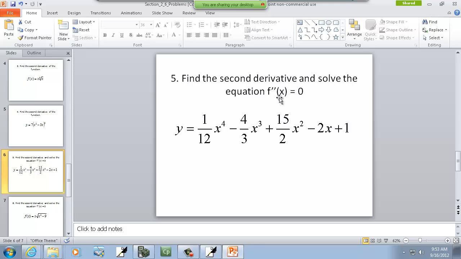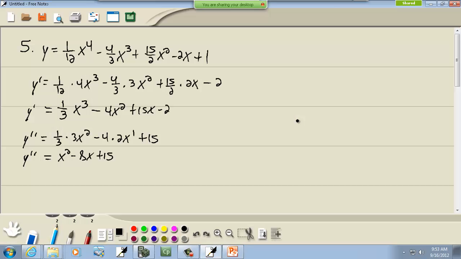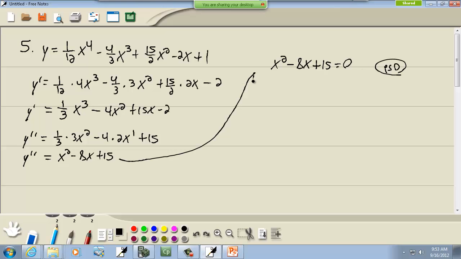Okay, then it says solve the equation. So we're going to set our f double prime equal to 0. So we take what we just found, and we set it equal to 0. So we got x squared minus 8x plus 15 equal to 0. And this factors using the PSD method. This is x minus 3 times x minus 5. Zero factor property: you get 0 on one side, you factor the other side, you set each factor equal to 0.